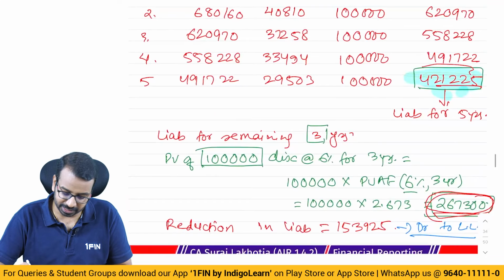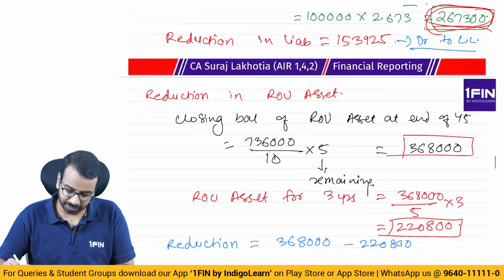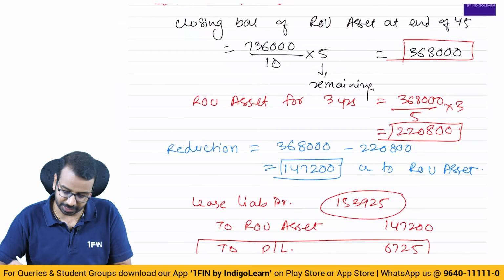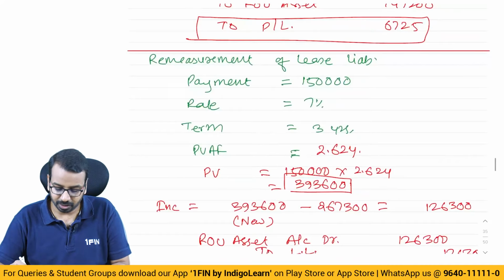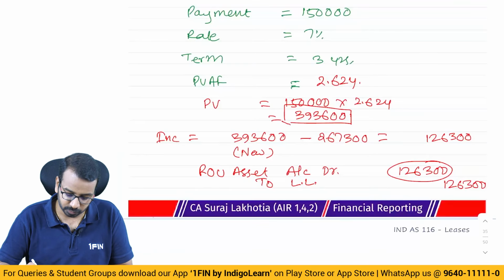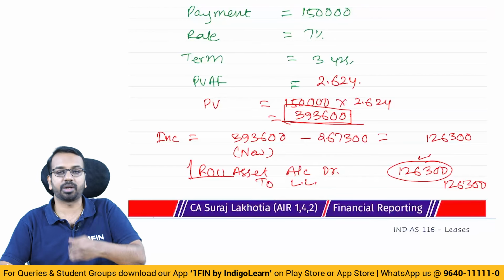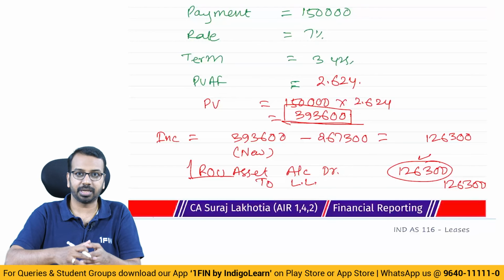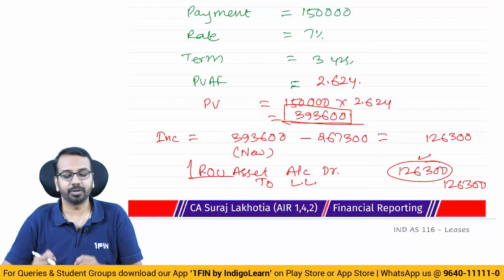So finally what happened? Our closing balance of lease liability was 421,225. Then we reduced it by 153,925 to bring the balance to 267,300. Then we increased that further by 126,300 to bring it to 3,93,600. And this right of use asset increase, plus the original right of use asset, we will amortize over a 3-year period. Okay, this is how we can do it.